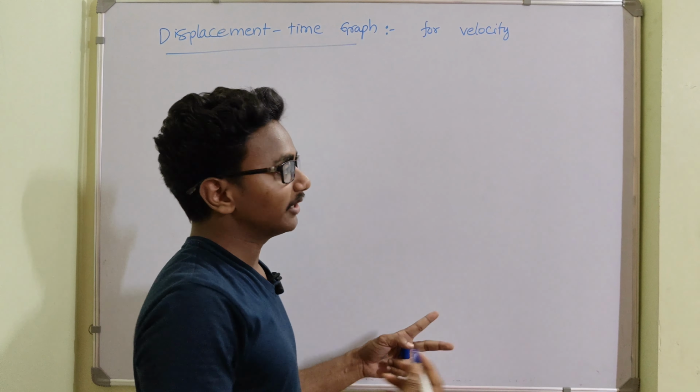So velocity can be defined as change in displacement by change in time. But displacement is not changing, so the change in displacement is 0. Then the whole velocity is 0. What does it mean? The person is not moving. He is at rest.